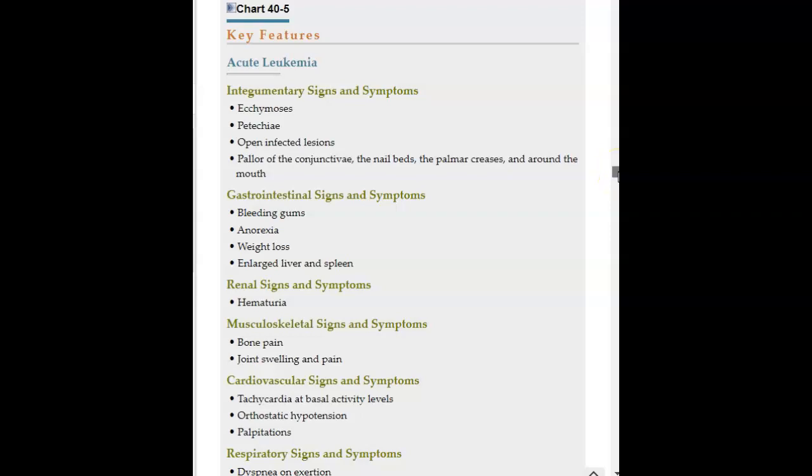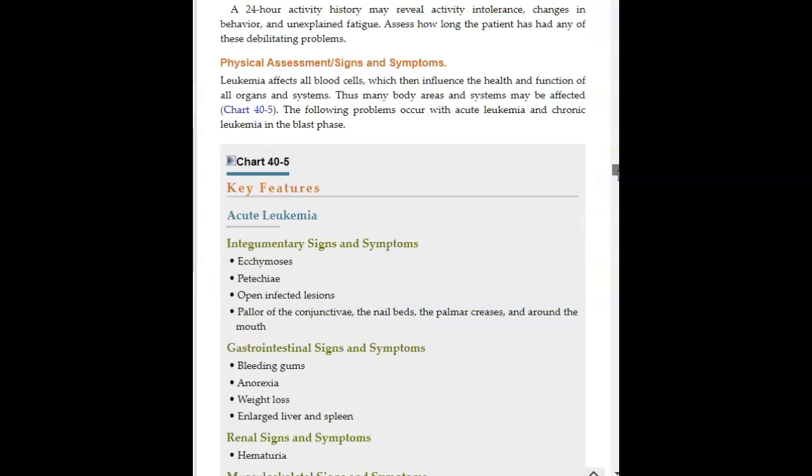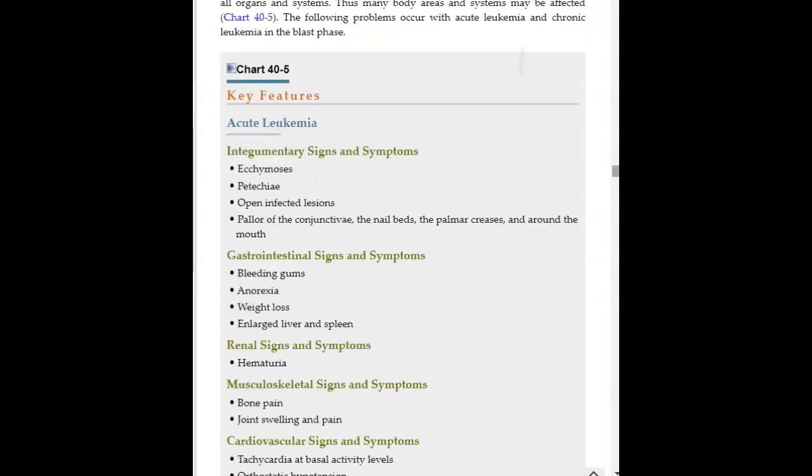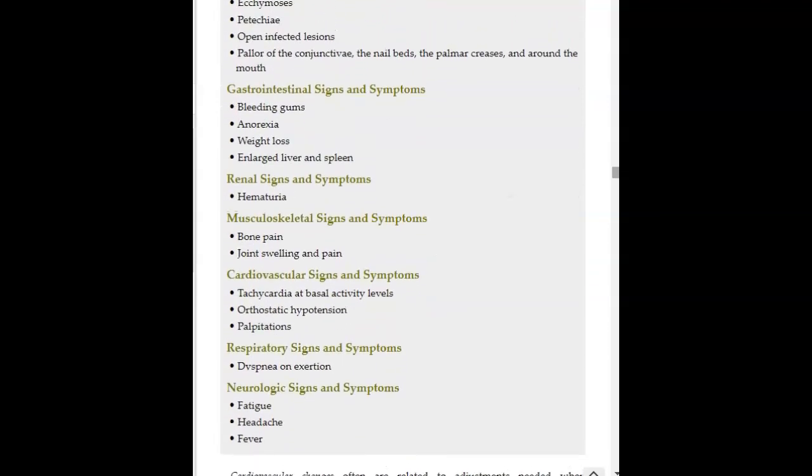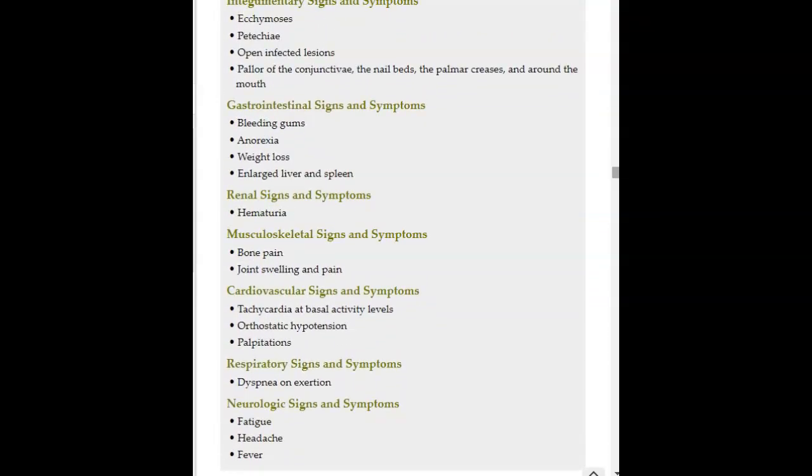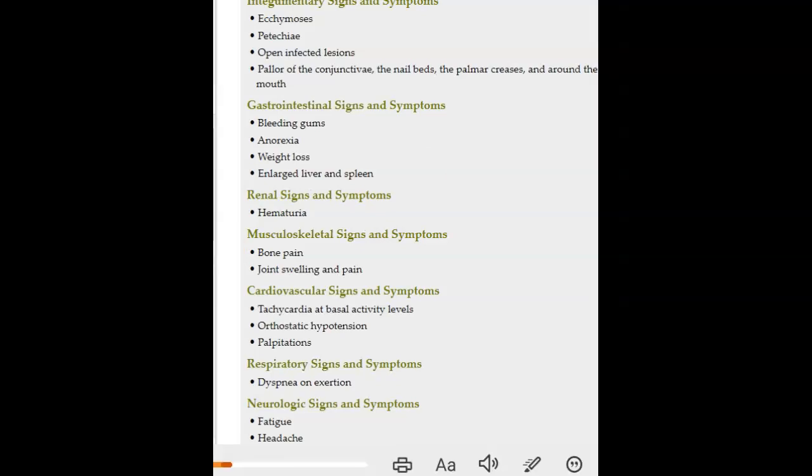And I believe we have just a little bit more. I just wanted to make sure I didn't leave out anything down there. And neurological signs and symptoms, which is fatigue, headache, and fever. Know the different signs and symptoms. These patients are experiencing a great deal of fatigue, and leukemia is affecting their body as a whole.